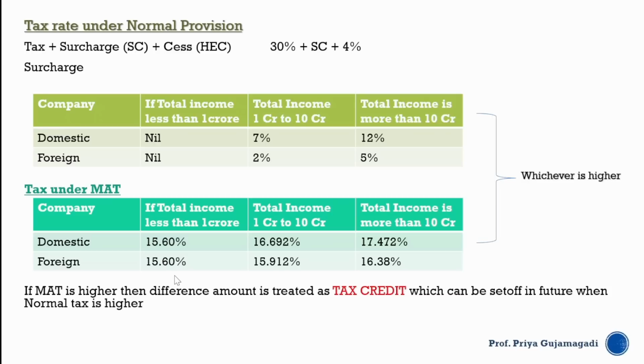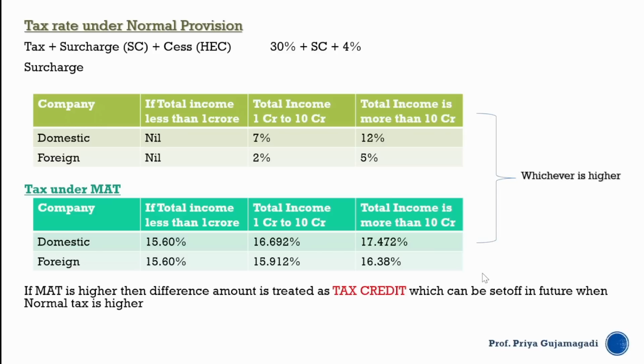If MAT is higher, then the difference amount is treated as tax credit. For example, normal provision tax is 1 lakh rupees and under MAT it is 2 lakh rupees. We compare them both, and whichever is higher we have to take. Then 2 lakh will be the ultimate tax payable by the company. In that case, the difference, 2 lakh minus 1 lakh, the difference of 1 lakh is called tax credit. It will be carried forward and set off in the future when normal profit is higher.